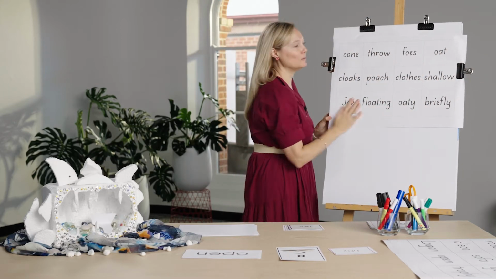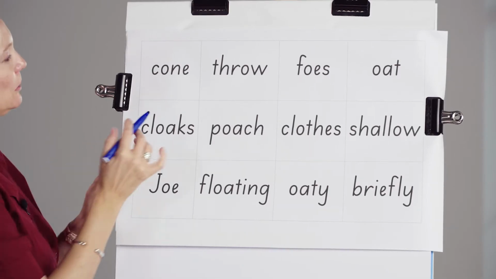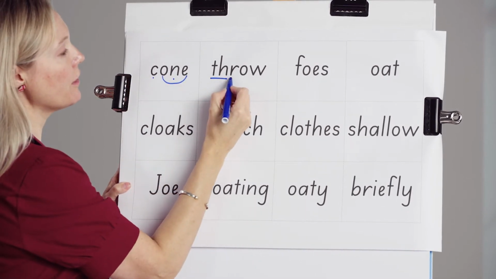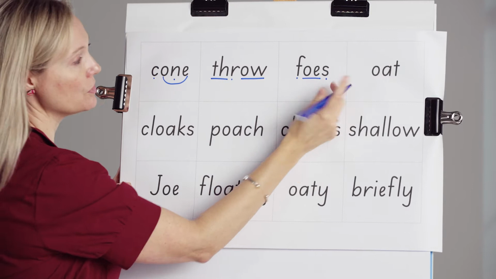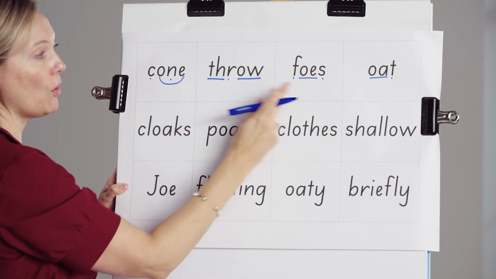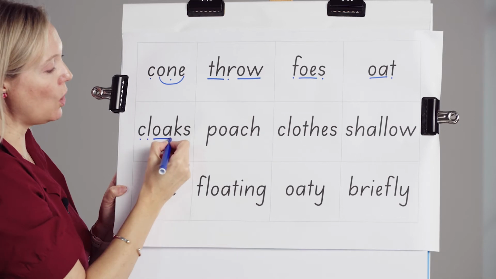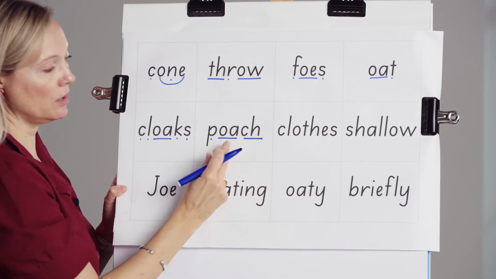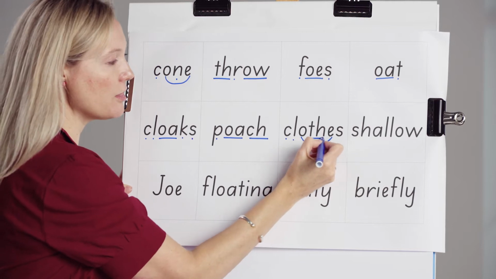Right. Oh, I can tell there's lots of long o graphemes in here. Okay, let's get started. K, o, n, cone. Th, r, o, throw. F, o, s, foes. Oat, oat. Cone, throw, foes, oat. Next line. K, l, oak, s. Cloaks. P, o, ch, poach.